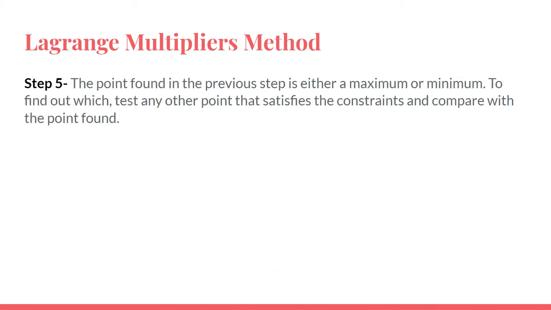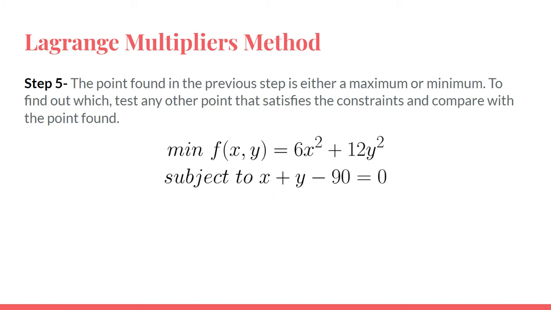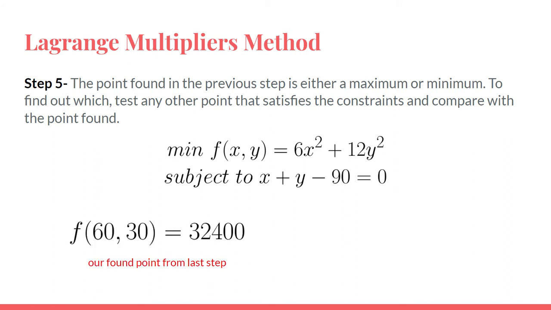The point we found in the previous step is either a maximum or minimum. It can be any of them. To find out which, we must test any other point that satisfies the constraint and compare that with the point we found. So if this is our original problem, and this is the point we found in step 4, by applying those values we have that f of the point we found is equal to 32,400. That is, f of (60, 30) is equal to 32,400.